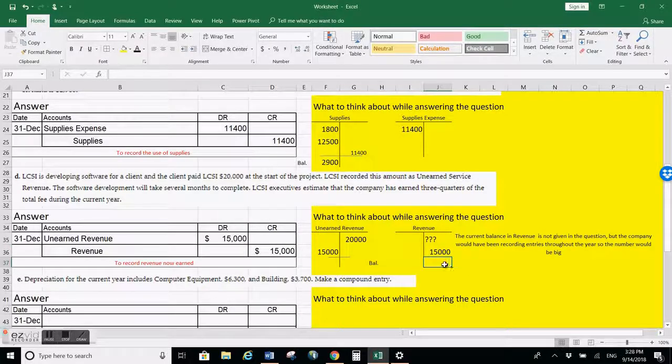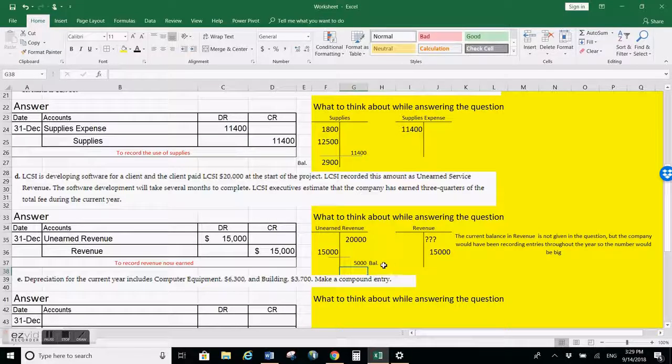For the purposes of this question, we don't know how much is already sitting in the revenue account. Presumably, we've been doing lots of work throughout the year, so we've been crediting revenue every time our company has done work. The whole idea of this adjusting entry is to fix up these two accounts to make sure we're ready for reporting. Our reporting will be the balances of these accounts. So in this case, unearned revenue will now be that $20,000 less the $15,000, or have a $5,000 balance that will be reported.